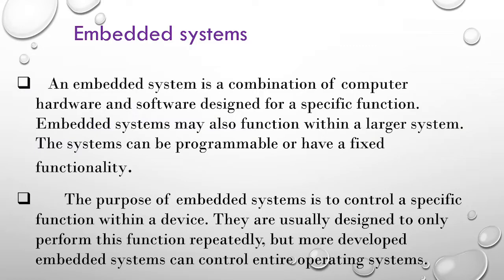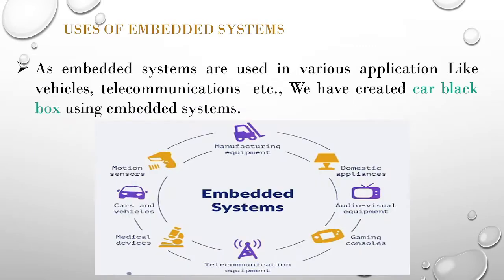It also functions within a larger system. It can be programmable or have a fixed functionality. The purpose of embedded systems is to control a specific function within a device. They are usually designed to only perform this function repeatedly, but more developed embedded systems can control entire operating systems.